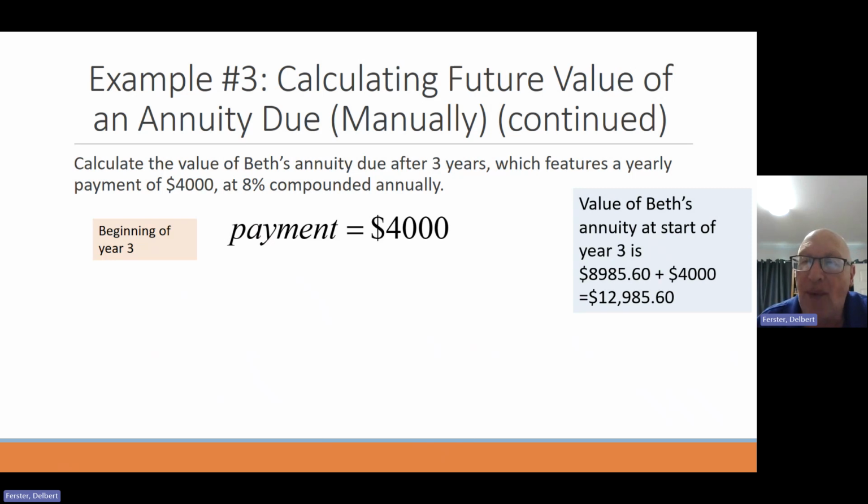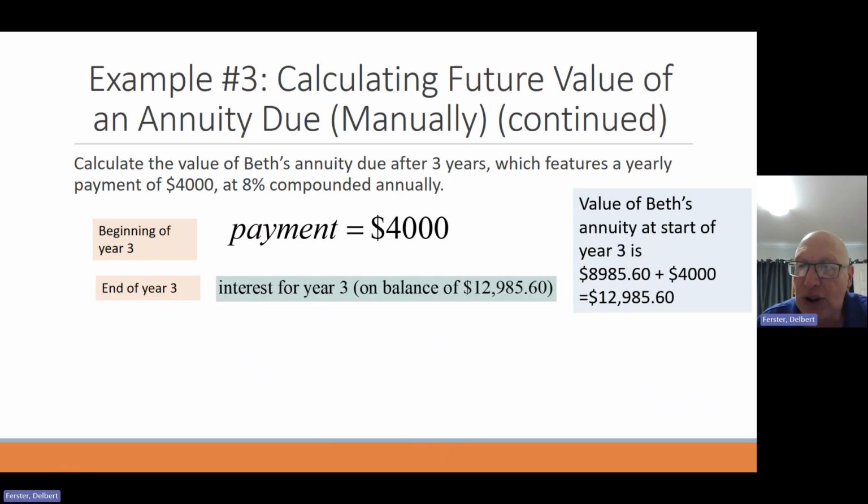So we'll take the $8,985.60 and right away, here comes her payment of $4,000. So she's going to have interest coming in at 8% on $12,985.60. And here comes our interest calculation for that third year. Wow, nice.